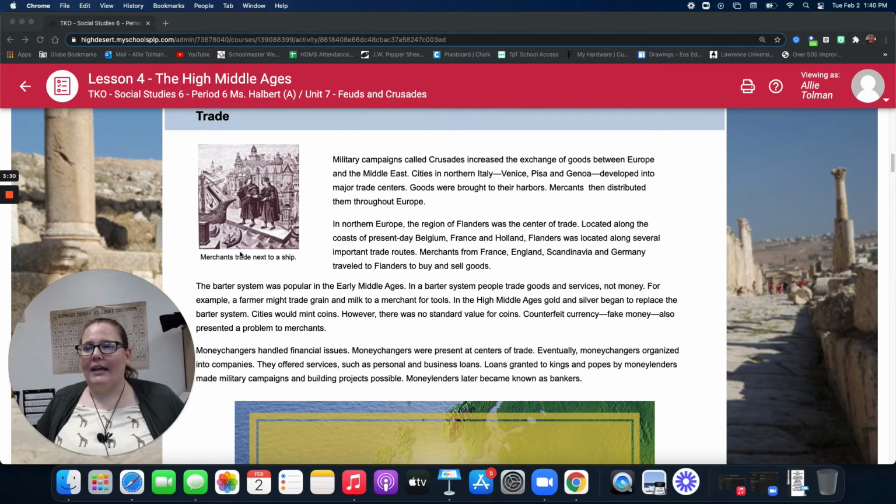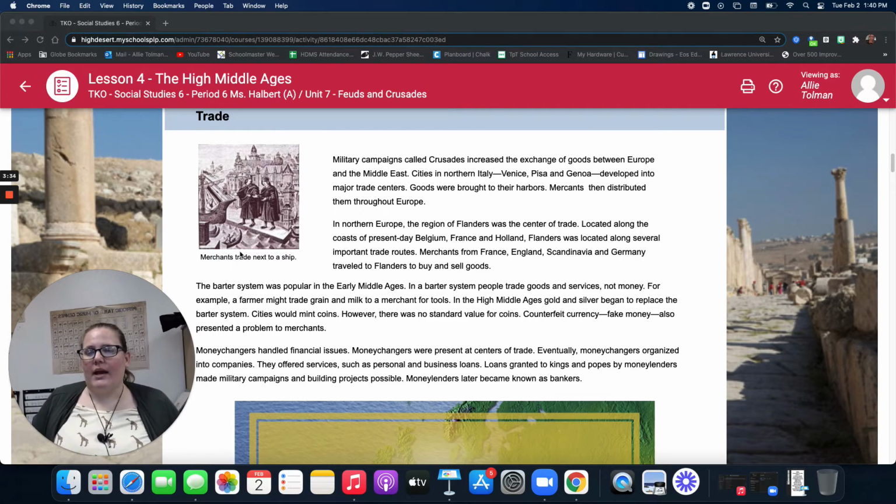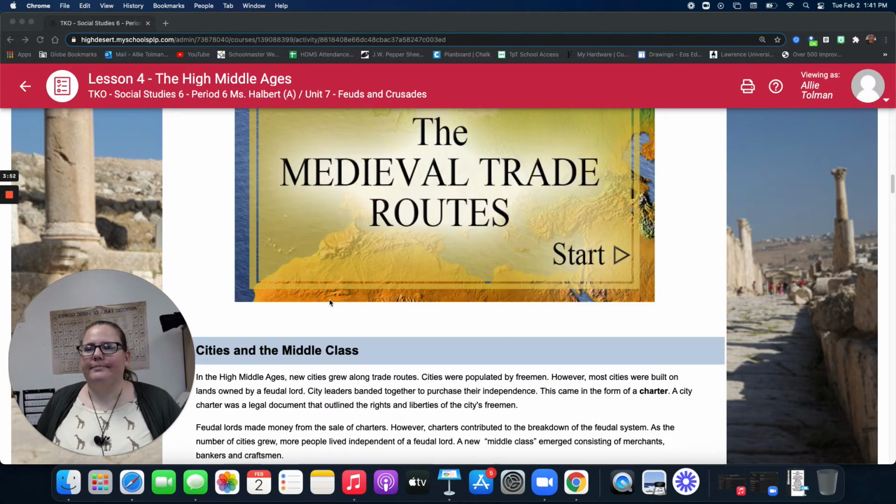Money changers handled financial issues. Money changers were present at centers of trade. Eventually, money changers organized into companies, and they offered services such as personal and business loans. Loans granted to kings and popes by moneylenders made military campaigns and building projects possible. Moneylenders later became known as bankers.